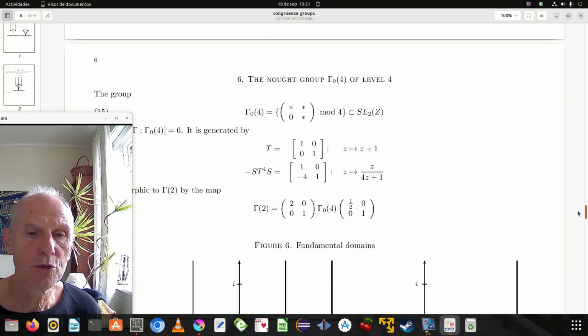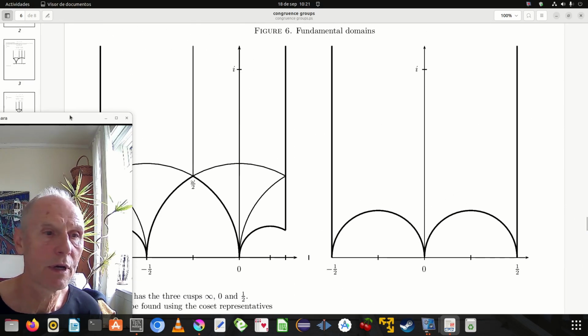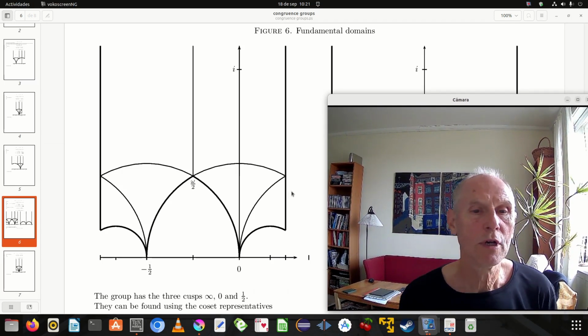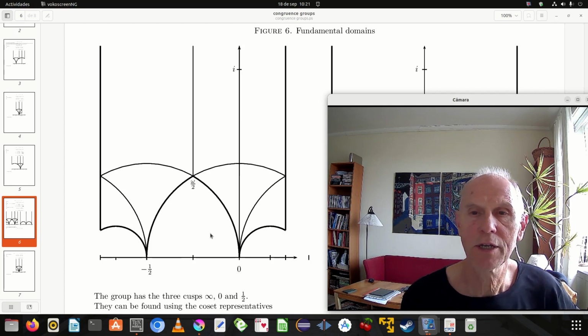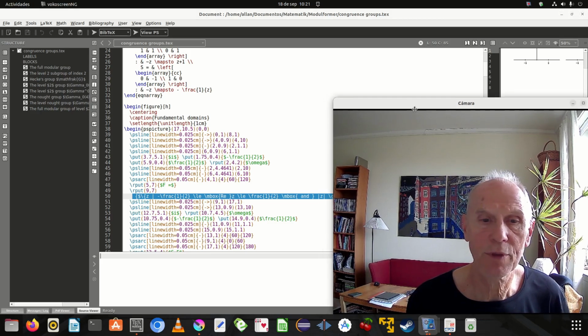Now gamma of 2, we have in the book, so I just divided all the points with 2, so this is the fundamental domain. I'll just show you the code I used for it. I'll just show the code used for F.